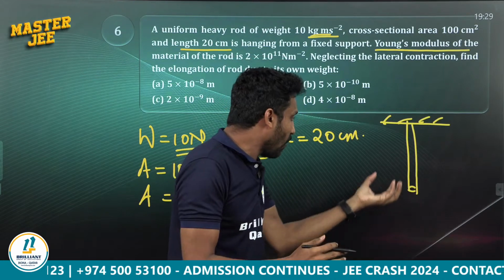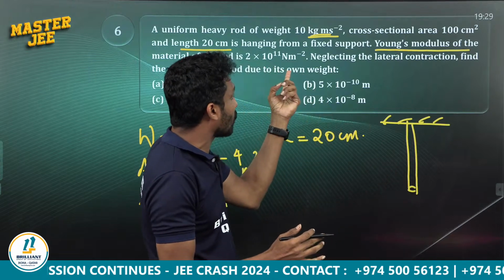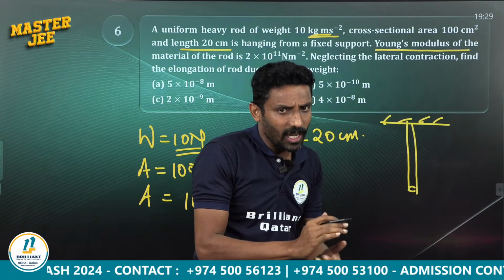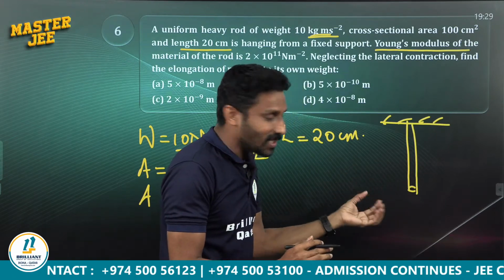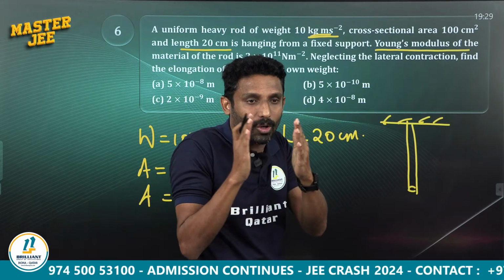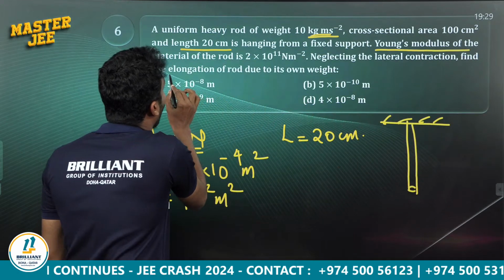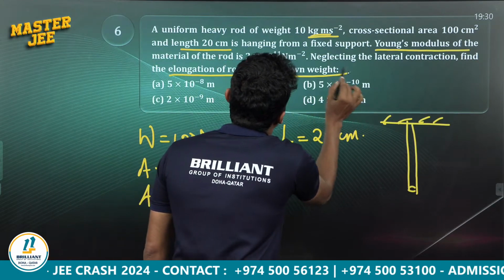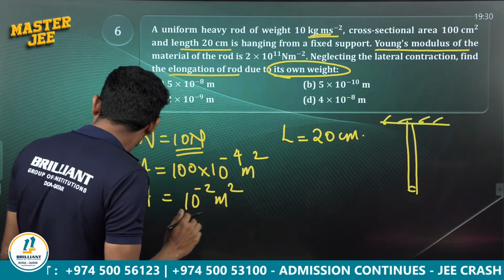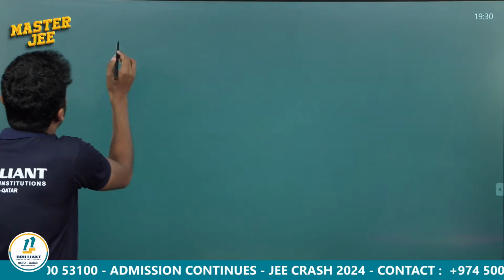Neglecting the lateral contraction. While we hang this rod, it will extend due to its own weight. Just neglect the lateral contraction; lateral contraction means there will be strain in the radius or diameter. Neglecting the lateral contraction, find the elongation of the rod due to its own weight. That's the question. So we can derive the elongation of a rod due to its own weight.